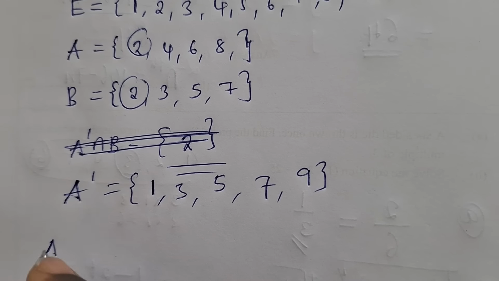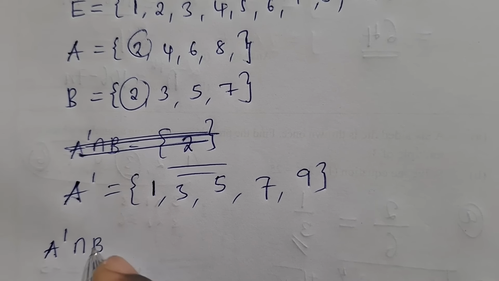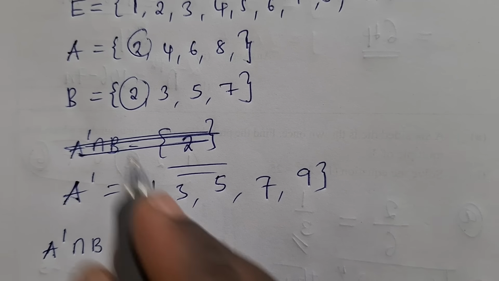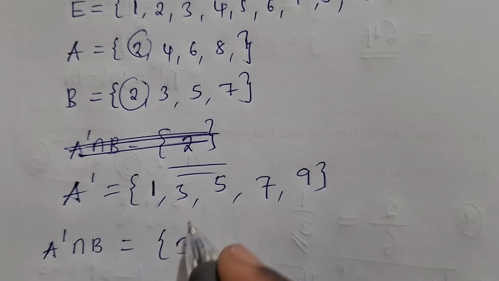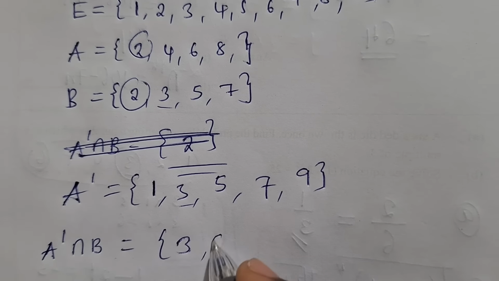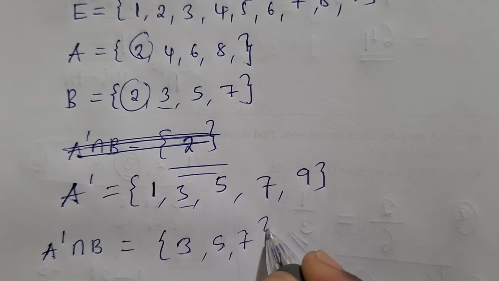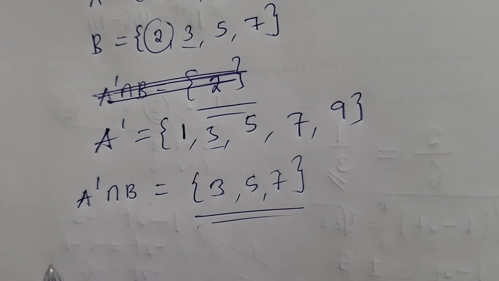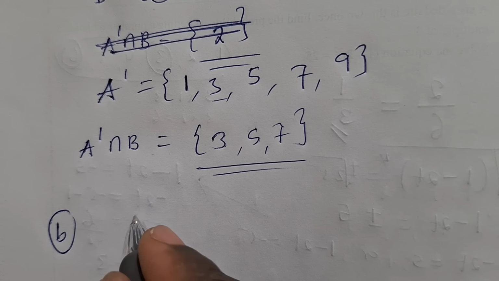So we can say now A complement intersect B. Okay, so the intersection of these two will be 3, 5, and 7. So this is our answer for question A. For question B, the answer will be equal to 2.